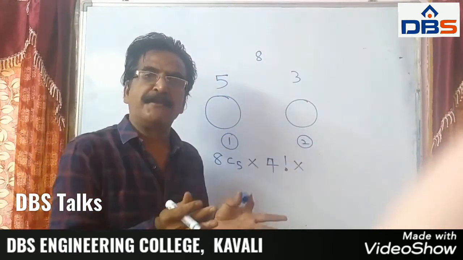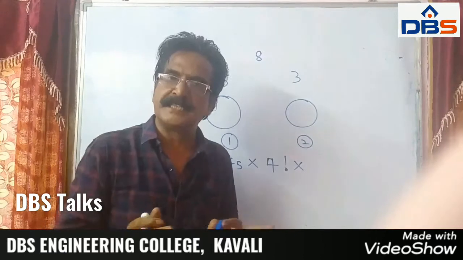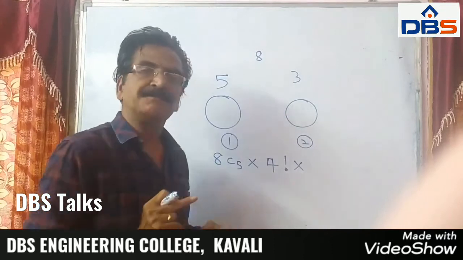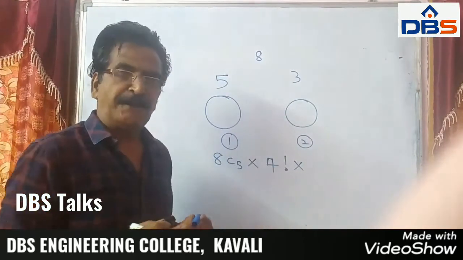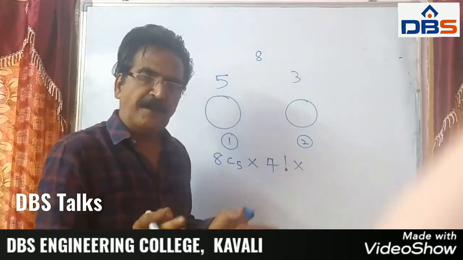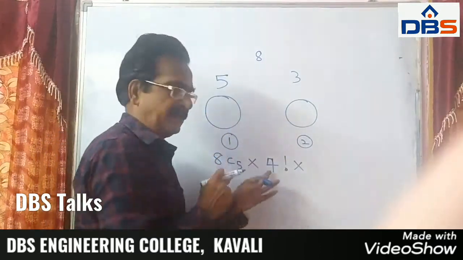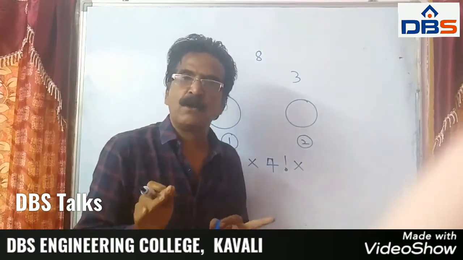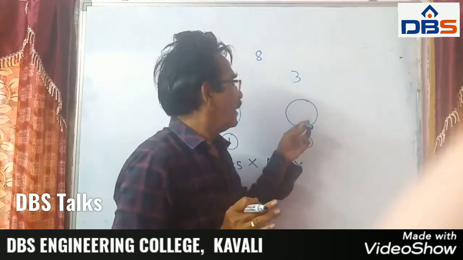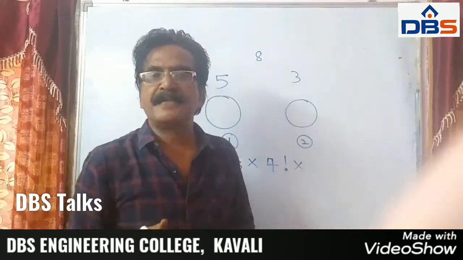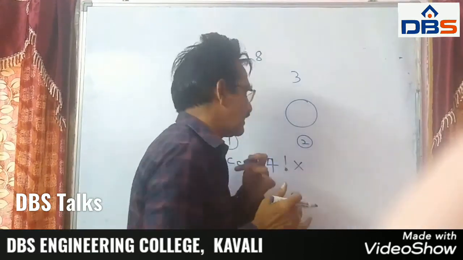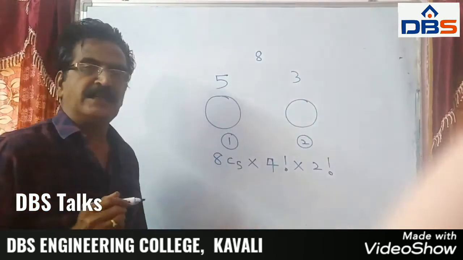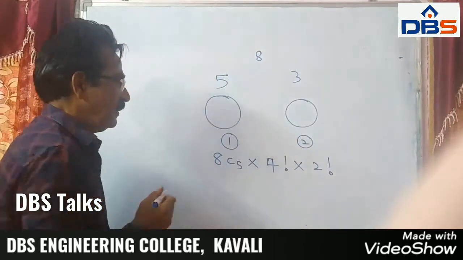First we have selected which 5 people are to be seated around the first table. That is possible in 8C5 ways, and these 5 persons are seated around this table in 4 factorial ways. And now we have to arrange the remaining 3 persons around the second table. 3 persons around the table is 2 factorial ways. This is your answer, friends: 8C5 into 4 factorial into 2 factorial.